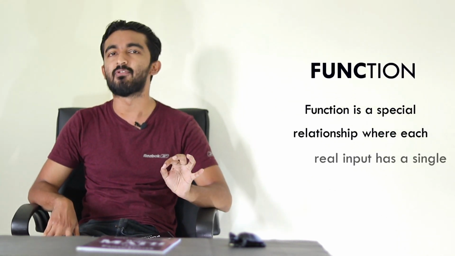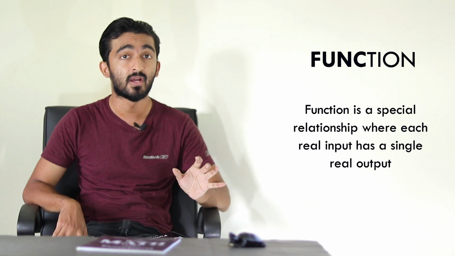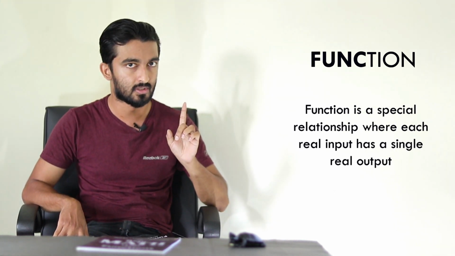In this video, I'm talking about domain, range and codomain of a function. First of all, what is a function? Function is a special relationship where each single real input has a single real output. Now that definition is really important. First of all, I will explain the basic concept of functions and later I will do few examples about finding domain and range of a function.